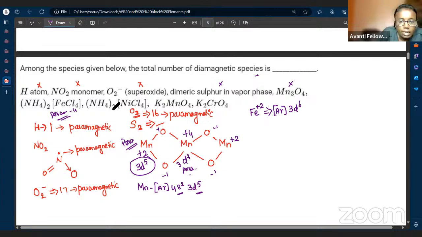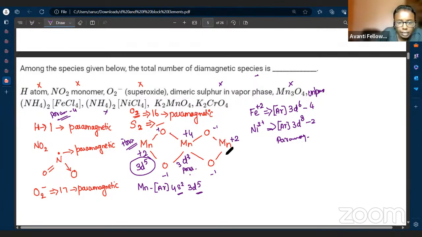And moving to (NH4)2NiCl4. Here too it will be nickel 2 plus, so it will be argon 3d8. So it has 2 unpaired electrons. Here the number of unpaired electrons is 4, here the number of unpaired electrons is 2. So both are going to be paramagnetic.